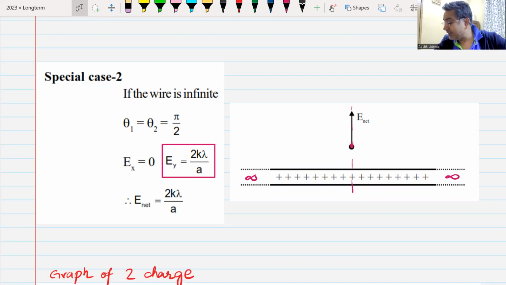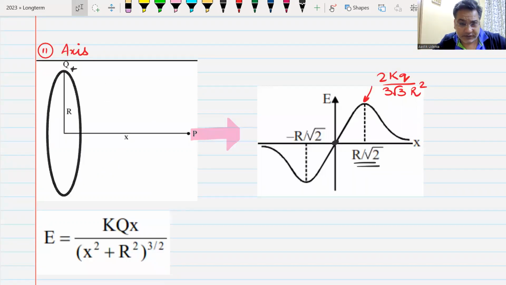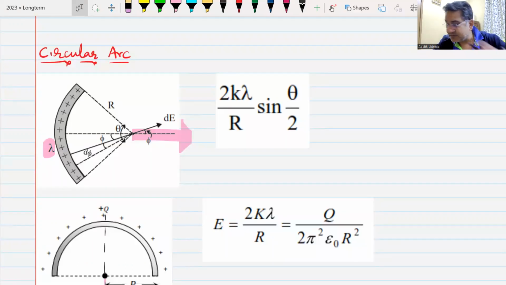Then we had seen the electric field at the center of a ring. At the center of the ring, the electric field is 0, but at any point on the axis, electric field is not 0. If the ring is positively charged, it will go away. If the ring is negatively charged, it will come towards. The maximum electric field is at the distance of r by root 2, and the answer is 2 by 3 root 3 k q by r square. Remember all these results because I am seeing in this session questions are coming straight away from all these concepts.